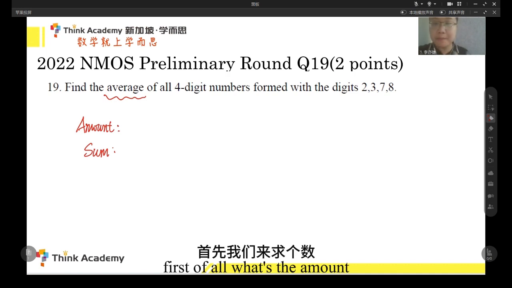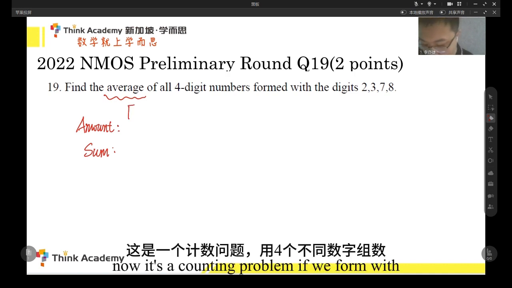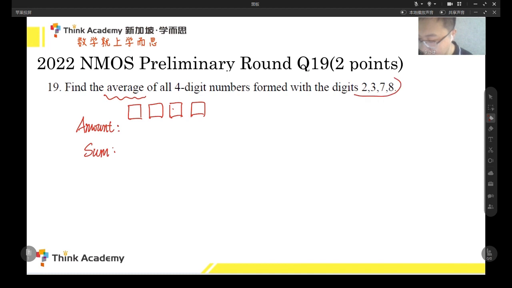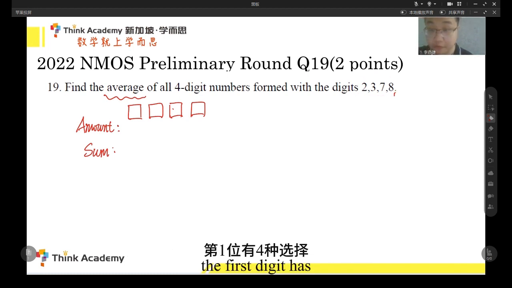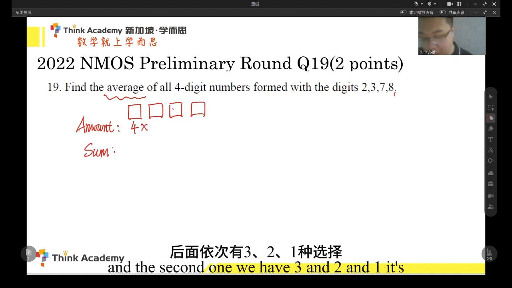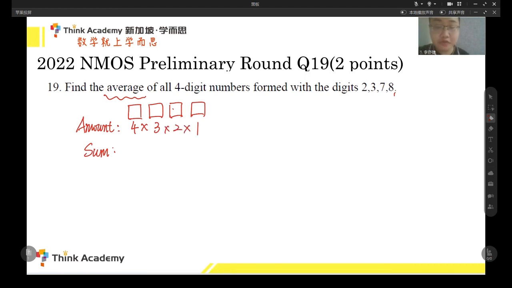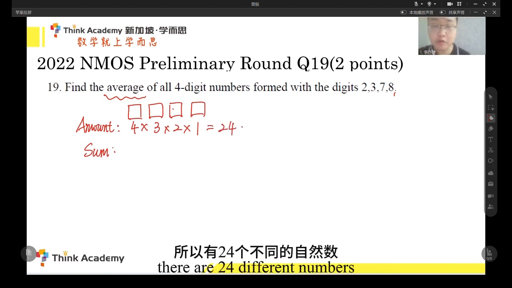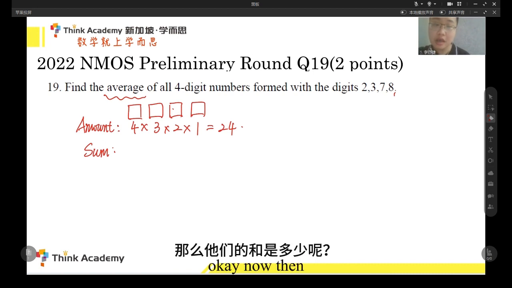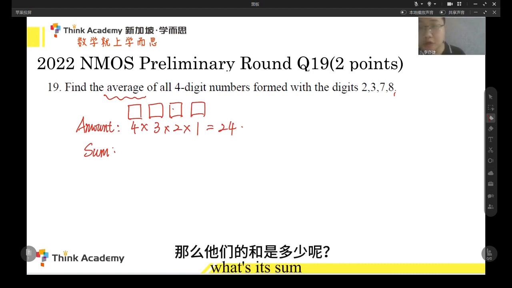First of all, what's the amount? Yeah, it's a counting problem. If we form numbers with 4 different digits, the first digit has 4 choices. And the second one we have 3, and 2, and 1. It's 4 times 3 times 2 times 1, which is 24. There are 24 different numbers. Okay? Now then, what's its sum?